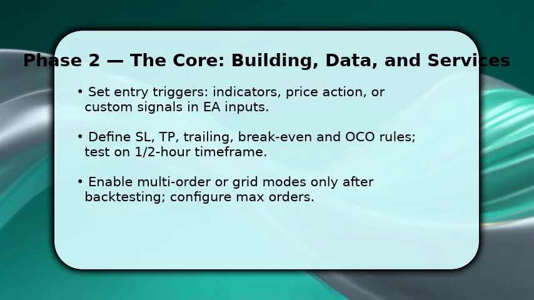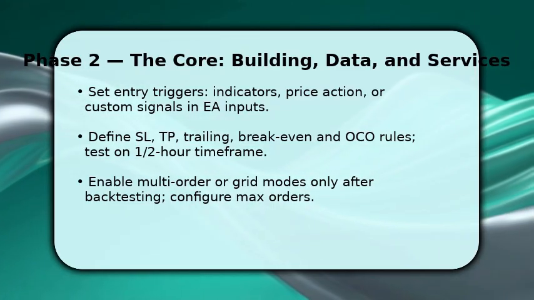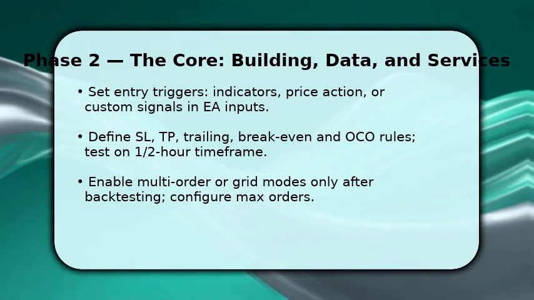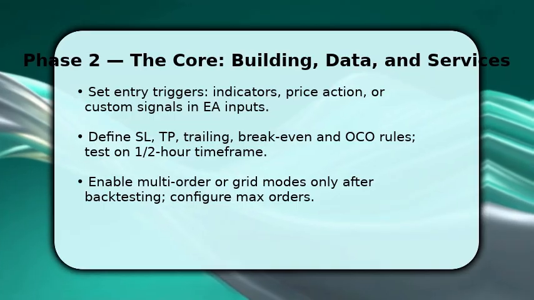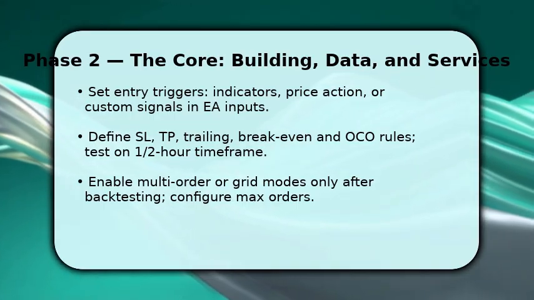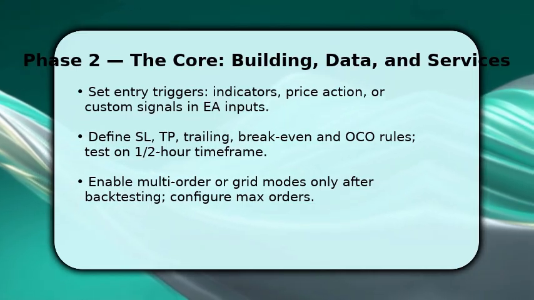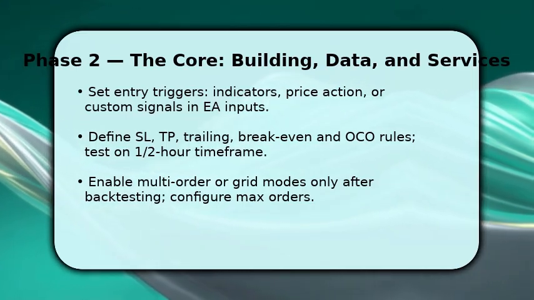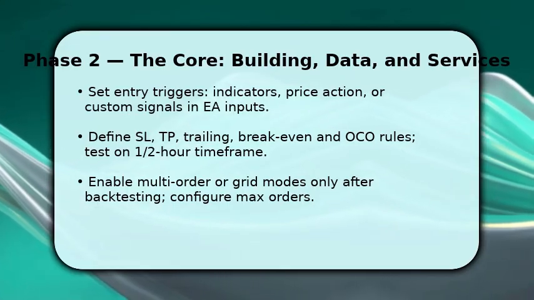Now you configure the execution rules that control how the assistant trades. First, choose your entry trigger, indicator cross, price breakout, or an external signal, and map it in the EA settings. Next, define stop loss, take profit, trailing stop, and break-even behavior so the assistant manages risk automatically. If you need OCO or multi-order modes, set max orders and spacing.